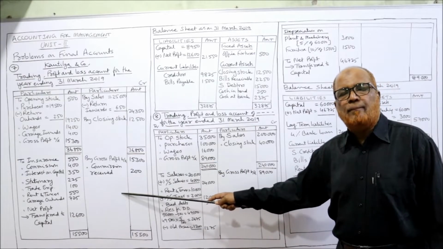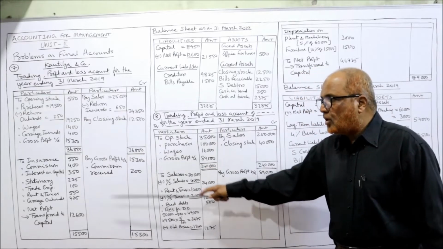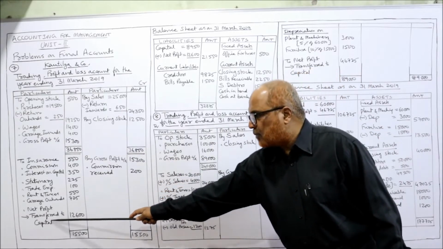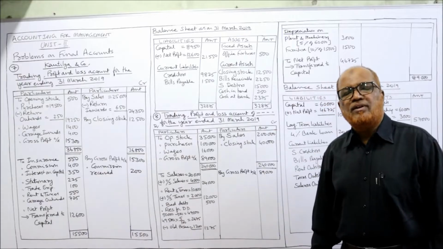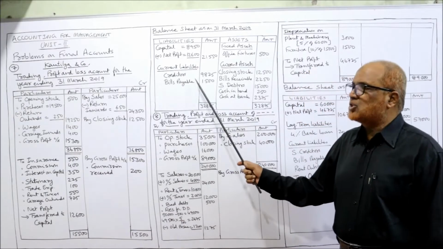Credit side is income, debit side is expenses. So income is more than expenses. That is the net profit. Net profit is transferred to capital. This net profit will be added to capital in the balance sheet.